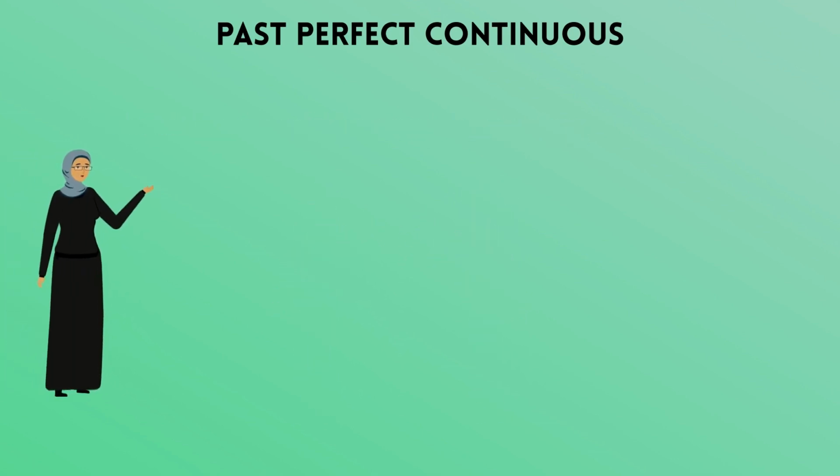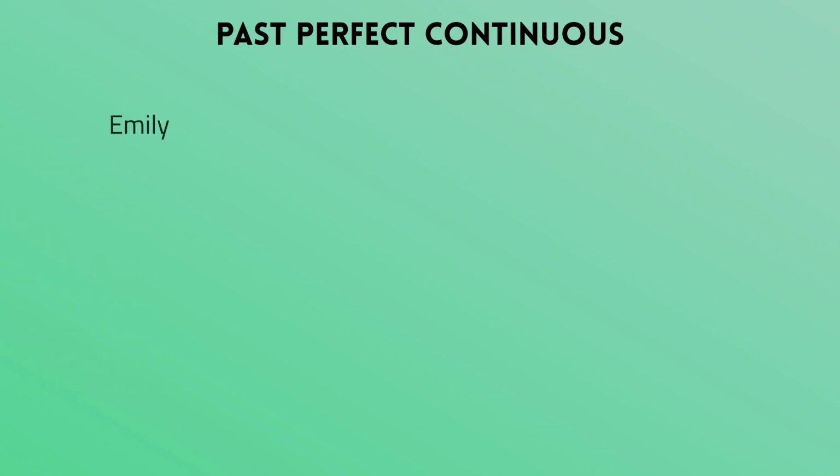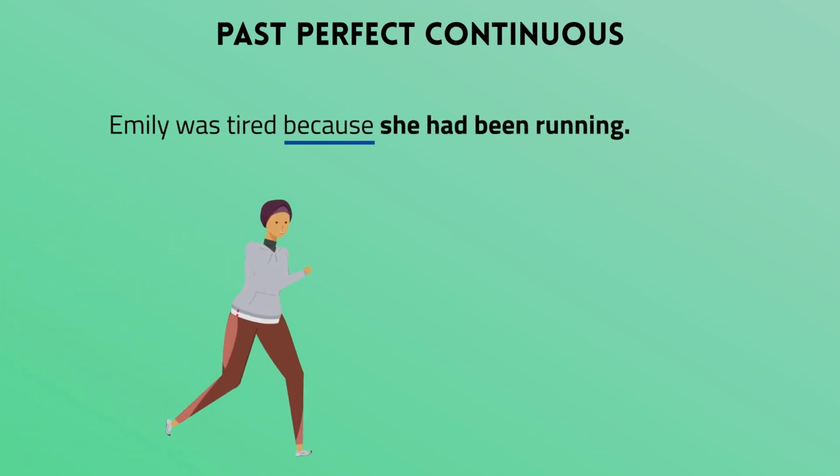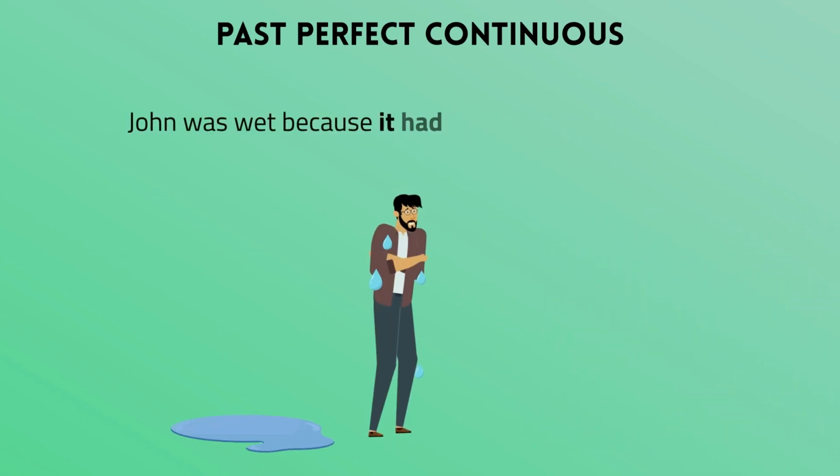We can also use the past perfect continuous to talk about the cause of an action or event in the past. For example, Emily was tired because she had been running. John was wet because it had been raining.